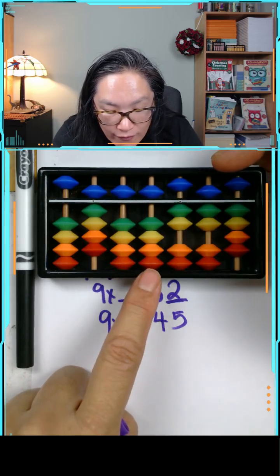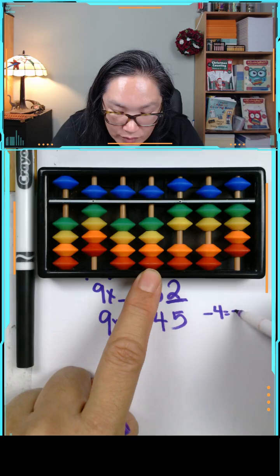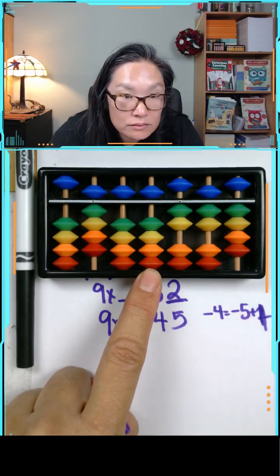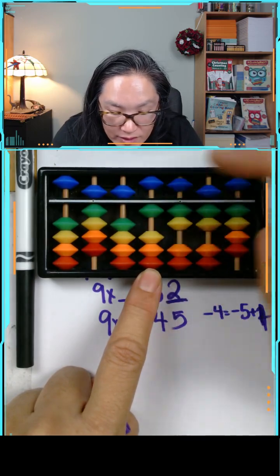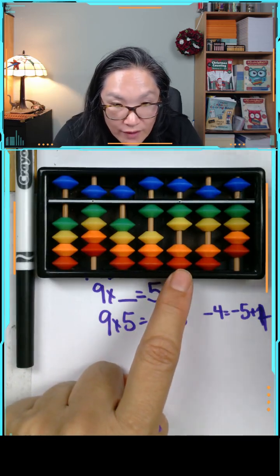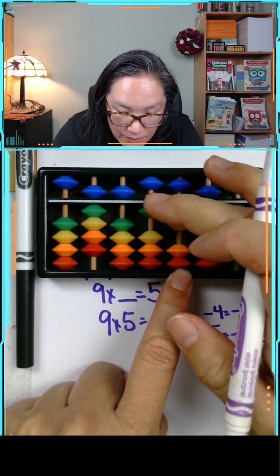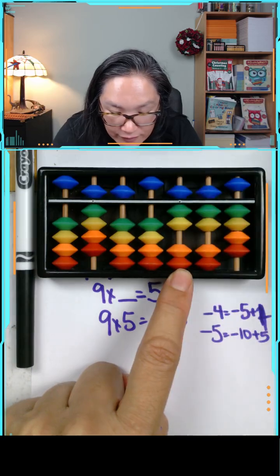I take away 4. Can't do it. What do? Minus the 4 is equal to minus the 5 plus the 1. We're over here. Take away the 5. Minus the 5 is what? Minus the 10 plus the 5.